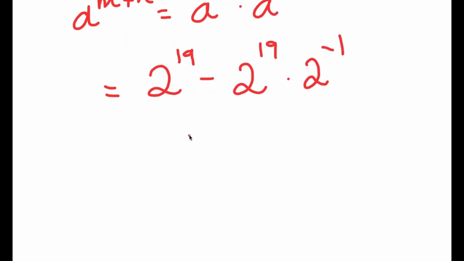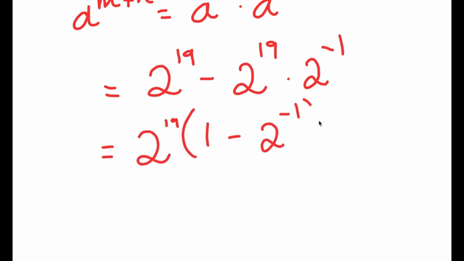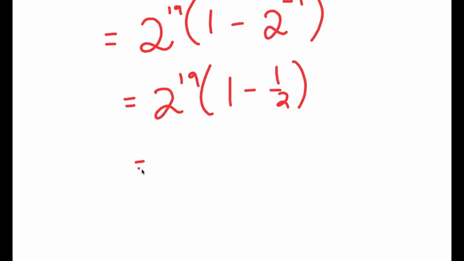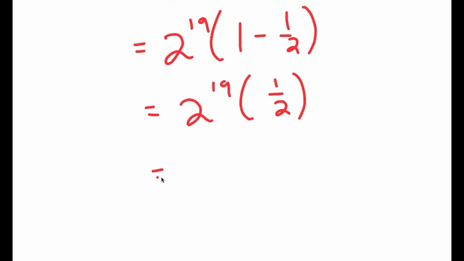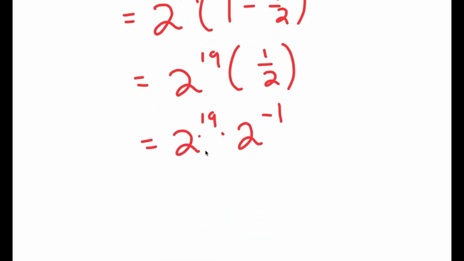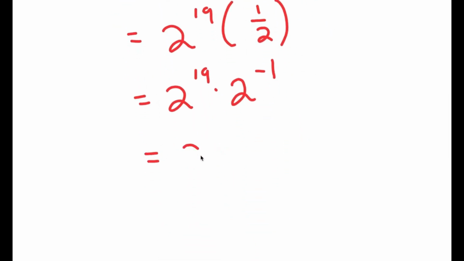Now from here, the greatest common factor from these two terms is 2 to the power of 19. So I get 2 to the power of 19 times 1 minus 2 to the power of negative 1, which is equal to 2 to the power of 19 times 1 minus 1 half, which is equal to 2 to the power of 19 times 1 half, which is equal to 2 to the power of 19 times 2 to the power of negative 1. And 2 to the power of 19 times 2 to the power of negative 1 is equal to 2 to the power of 18.